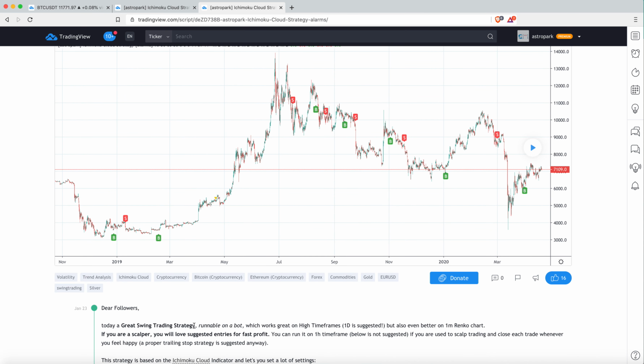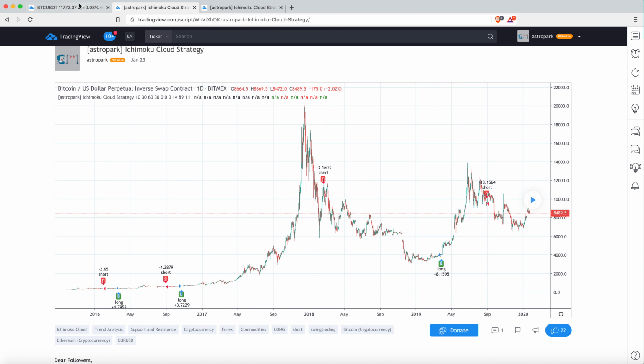So this is runnable also over a bot. I mean, you can set up the buy and sell, so the bot will buy and sell based on the alerts. Okay.